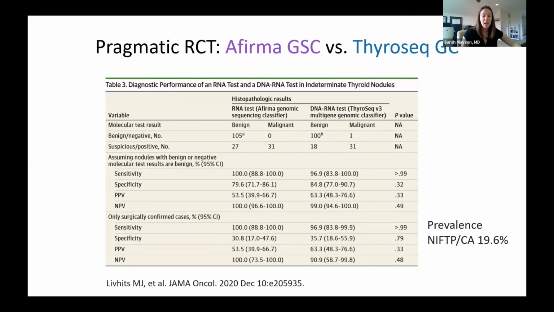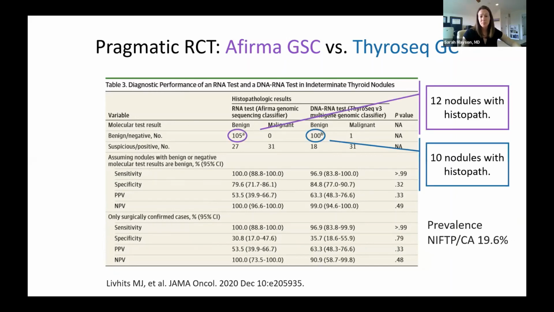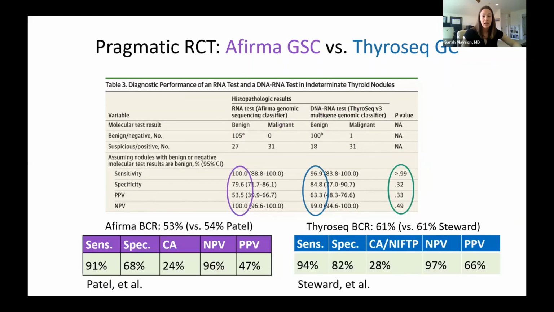And I wanted to mention that overall 12 nodules in the Afirma group and 10 in the ThyroSeq group underwent surgery in this study. So those are among the ones that had negative molecular testing, whereas the nodules that had positive molecular testing went to surgery. And the specificity of the Afirma test I wanted to point out was somewhat higher than that which was determined by the clinical validation study by Patel. So it was 80% versus 68%.